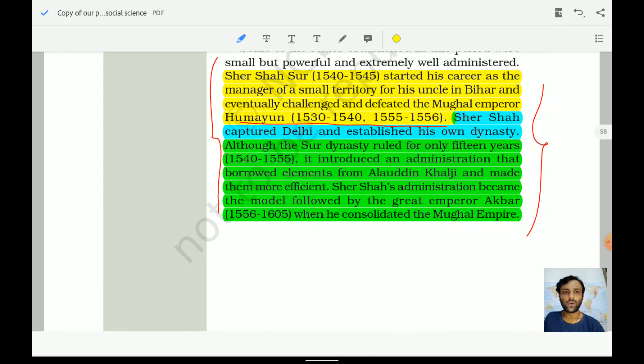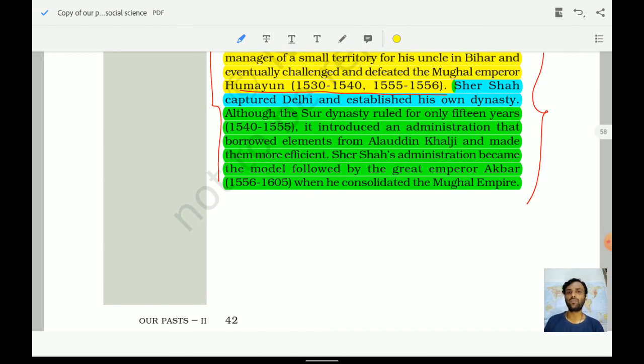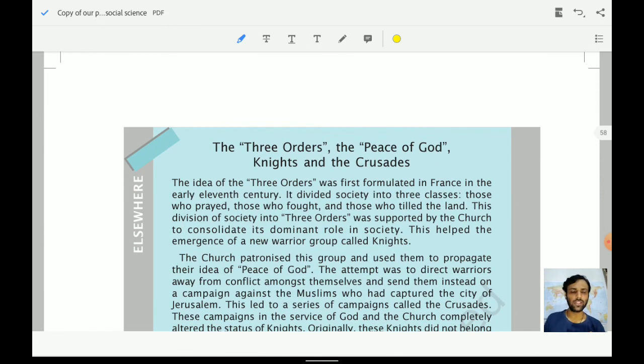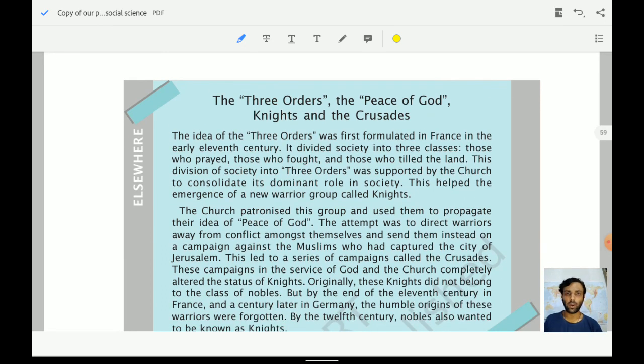Although the Sur dynasty ruled for only 15 years, from 1540 to 1555, it introduced an administration that borrowed elements of Alauddin Khilji's and made them more efficient. Sher Shah's administration became the model followed by the great Emperor Akbar from 1560 to 1605. This is the reign of Akbar, when he consolidated the Mughal Empire. This shows how important Sher Shah Suri was and how successful his experiment was, so that Akbar also copied it.